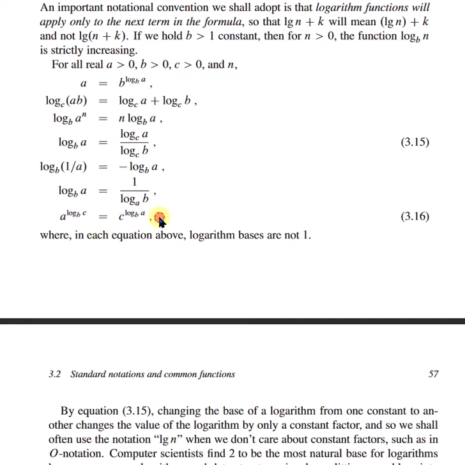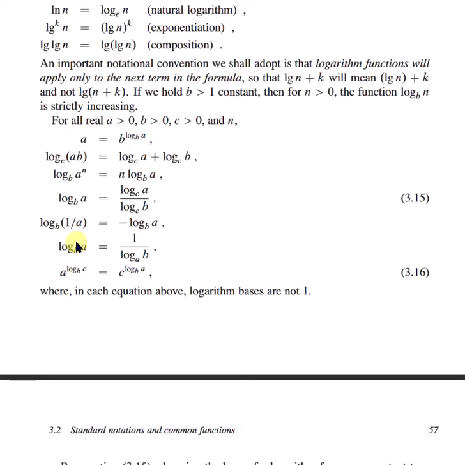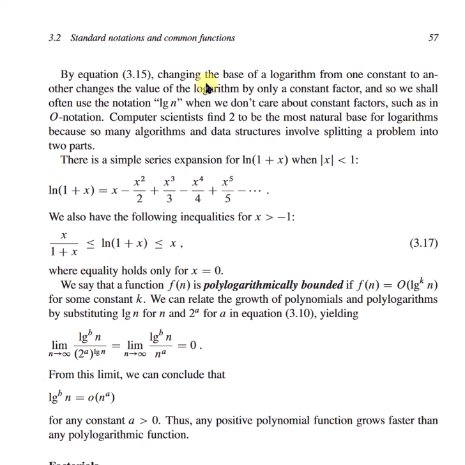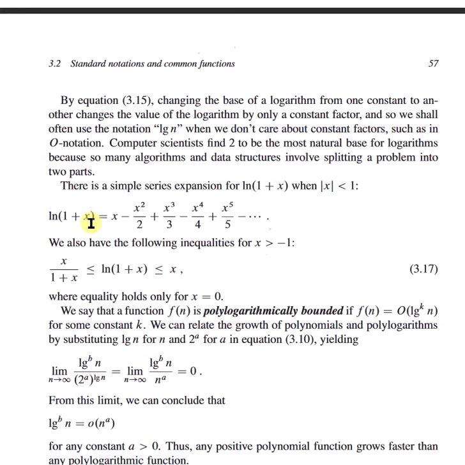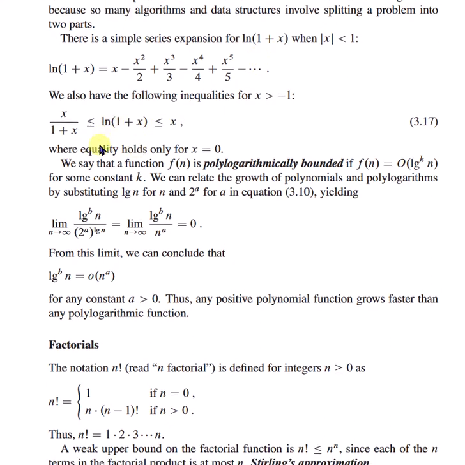Where in each equation the logarithm bases are not one, by equation 3.15, changing the base of a logarithm from one constant to another changes the value of the logarithm only by a constant factor, and so we shall use the notation lg when we don't care about constant factors, such as in O notation. Computer scientists find 2 to be the most natural base for logarithms because so many algorithms and data structures involve splitting a problem into two parts. There is a simple series expansion for the natural logarithm of 1 plus x. We also have the inequalities.